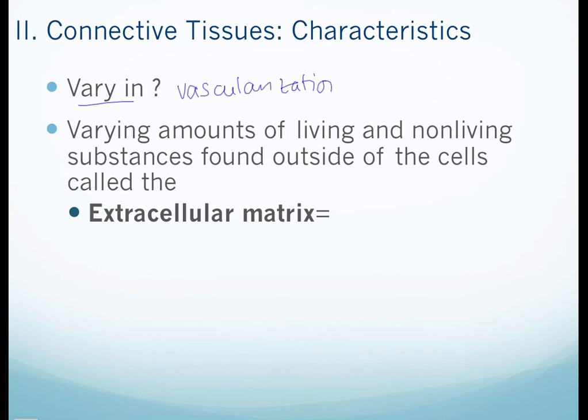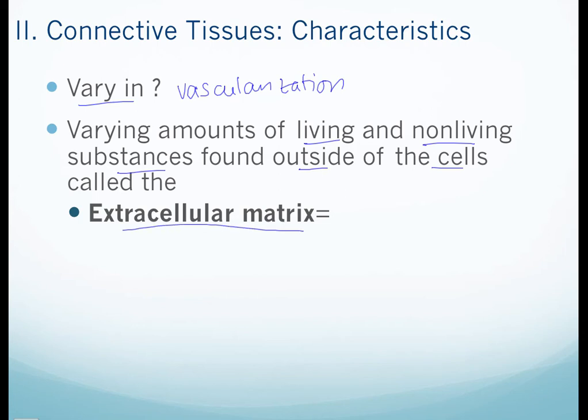So some of them have blood vessels, capillaries going through them, and some of them do not at all. So some of them are vascular, some of them are avascular. And because of that, some of them will vary in the amount of living and non-living substances found outside of the cells. And all of this is called extracellular matrix.